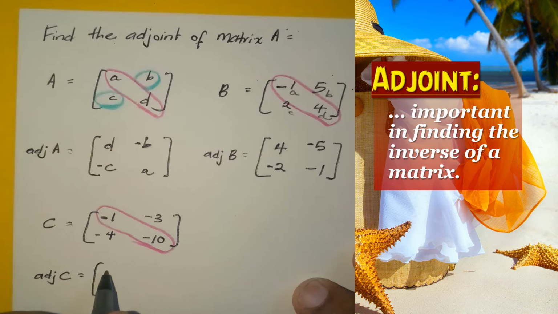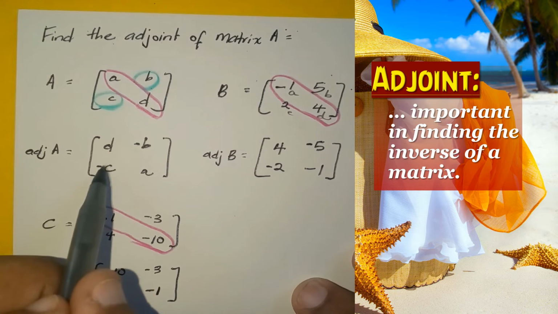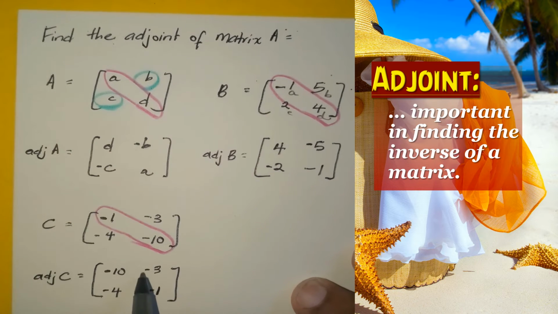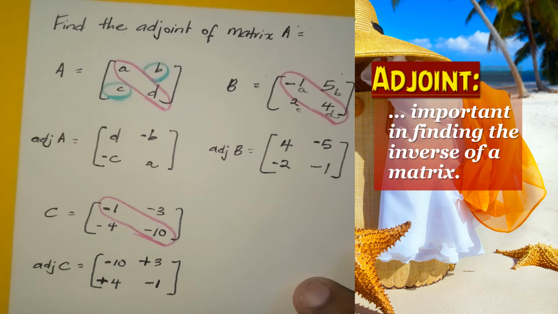So -1 now becomes -10. -10 now becomes -1. And then we're going to keep the elements on the off diagonal, -3, -4, and we must drop the negative in front of them. So this and this. So a negative and a negative, in your terms, you say that's a positive. And a negative and a negative, in your terms, you say that's a positive. So this is the adjoint of C.